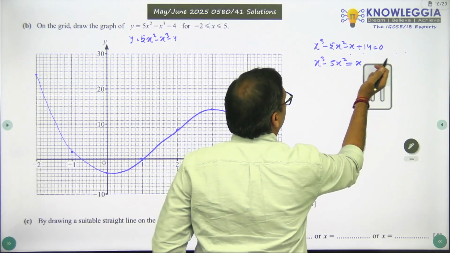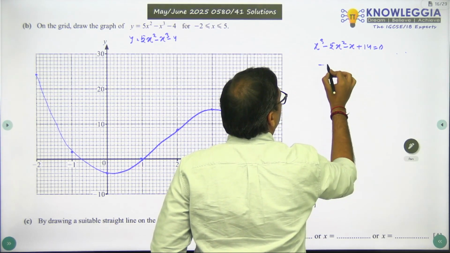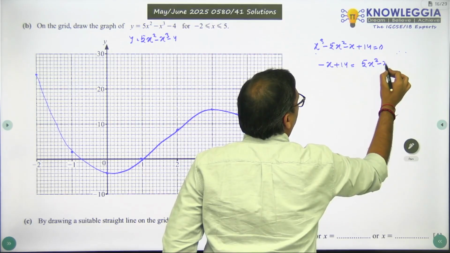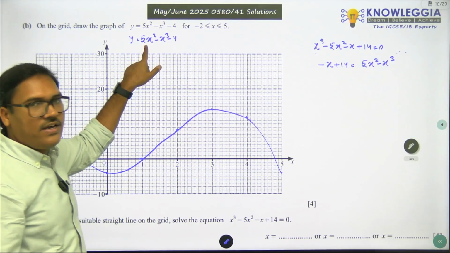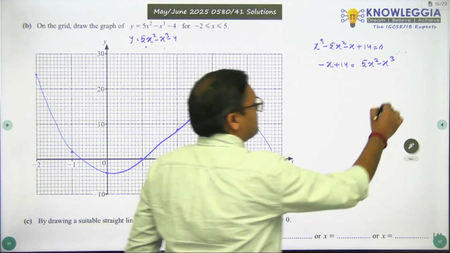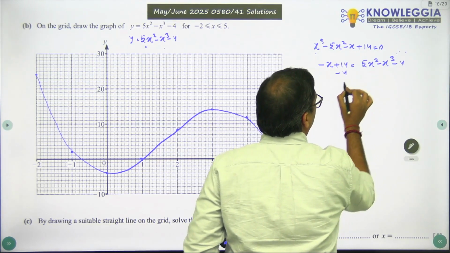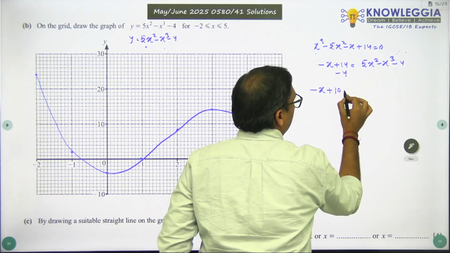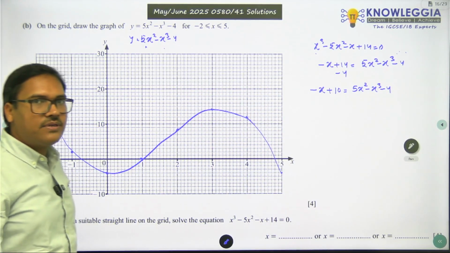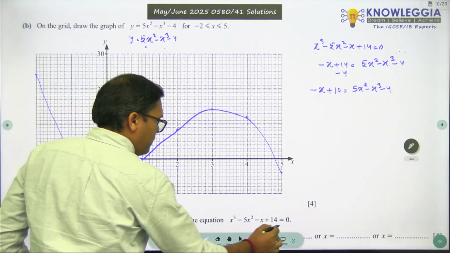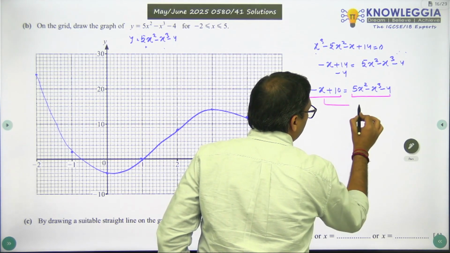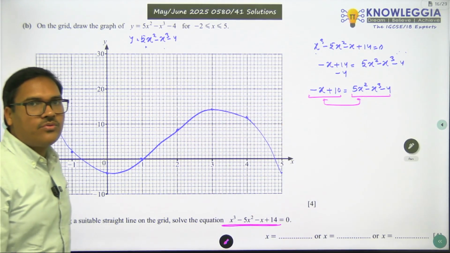In fact, rather than doing this, let's write it like this. This is minus x plus 14, and let's take this on this side. This is 5x square and minus x cube, because now we have 5x square minus x cube. We want minus. So if I subtract 4 from both sides, this becomes minus x plus 10 equal to 5x square minus x cube minus 4. I hope this is clear. So to solve this equation, I have converted it. This is the graph we have. Now if you draw this line, their point of intersection will be the solution. So which line will you draw?